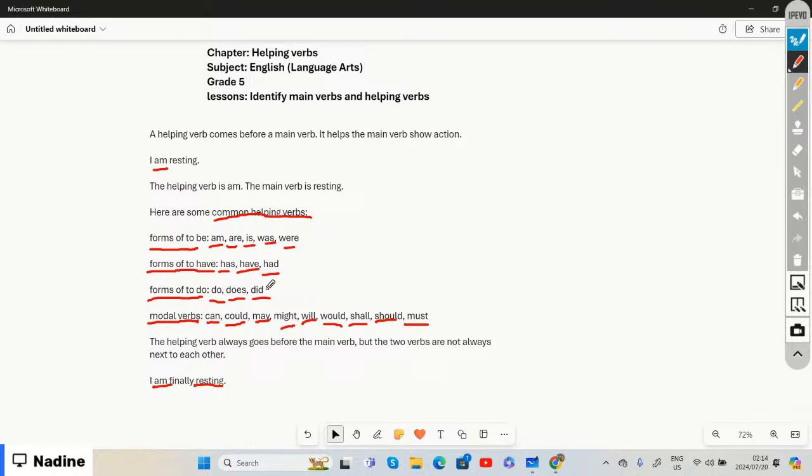All right. And then if we have forms of to have, right? Forms of to have is like saying she has, they have, he had, right? But you use those words before you use your main verb, right? And that is before we use our main verb. Then we use these words.